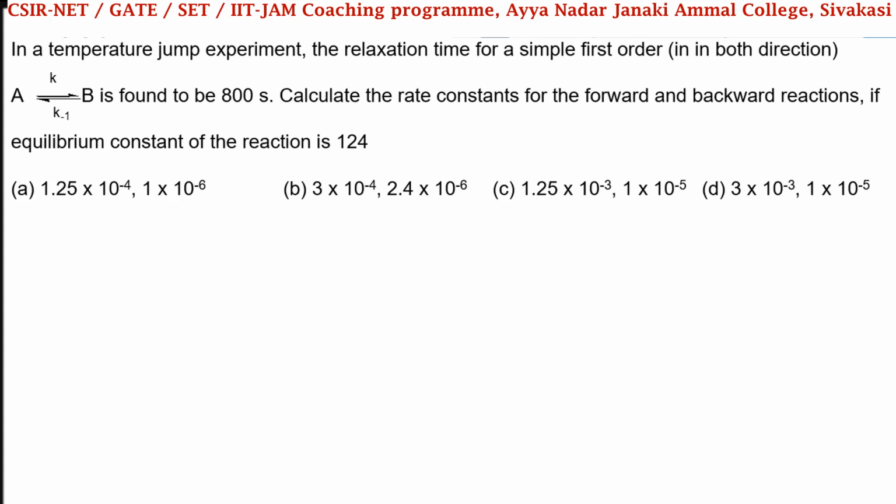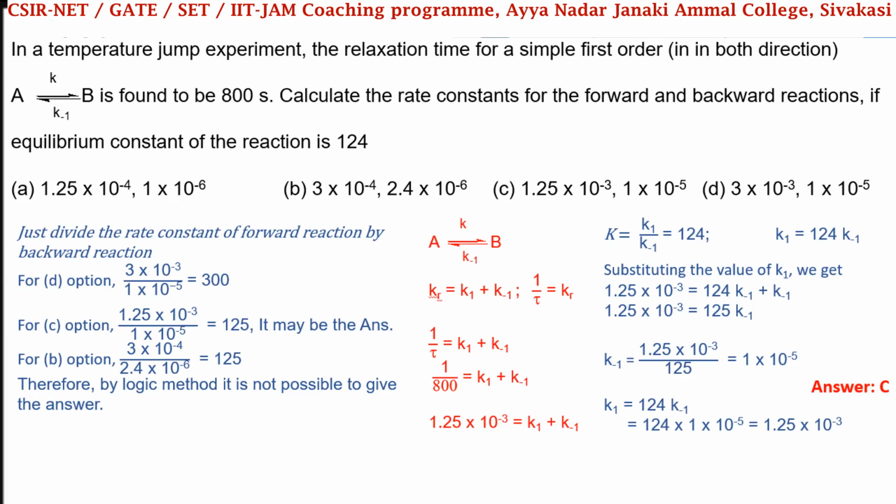First, we will apply the logic argument. If you are lucky enough, you will get the answer with that logic argument. Otherwise, if the problem is not answered by logic, then you go by the stepwise method. What is the logic argument? This is the rate constant for the forward reaction and the rate constant for the backward reaction. And what is the K given? The equilibrium constant, it is 124. Just divide the forward by the backward. Definitely this is the answer.